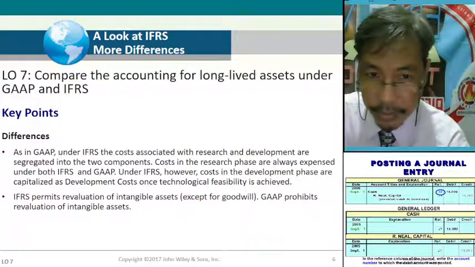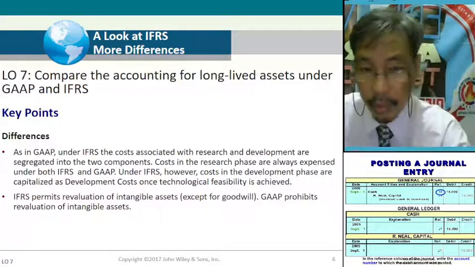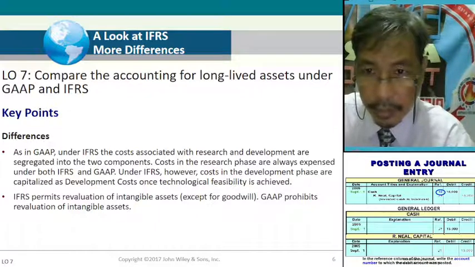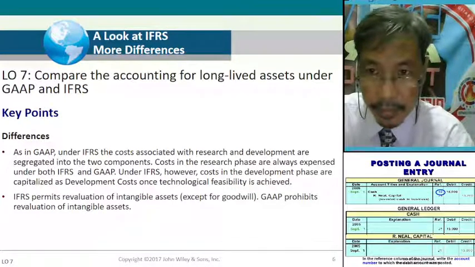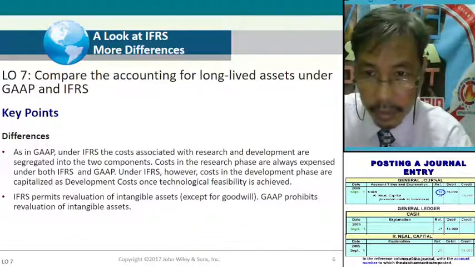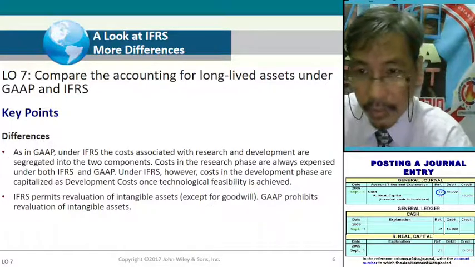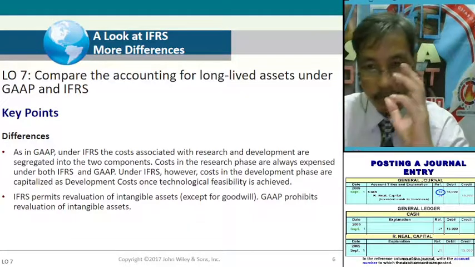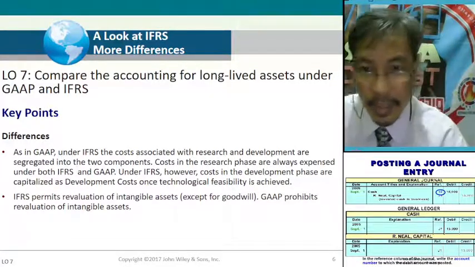IFRS permits revaluation of intangible assets except for goodwill. Revaluation is okay. GAAP prohibits revaluation of intangible assets. So, intangible asset is already fixed in GAAP.